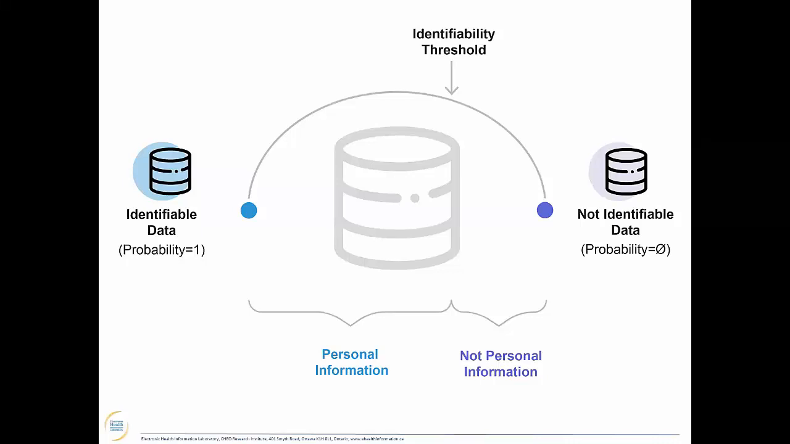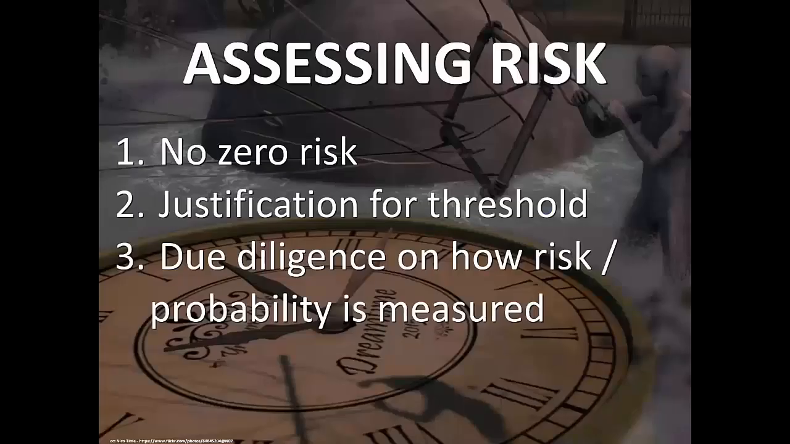But this basic framework is helpful for thinking about privacy-enhancing technologies. They all, to some extent, move the risk along the spectrum, from personal information to non-personal information, but they do it to different levels or different degrees. Some of them will cross the threshold and move you to non-personal information, and some will not. So the key points here really: there's no zero risk. You need to have a good justification for the threshold, and it's always good to exercise due diligence on how the risk or probability is measured, just because I've seen a lot of examples of this being done that I found to be questionable, to be honest. So doing due diligence on that is a good idea.